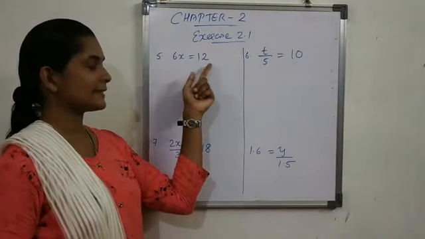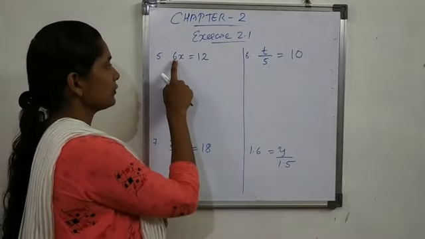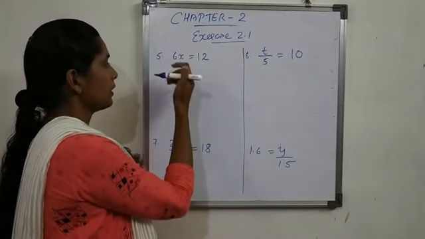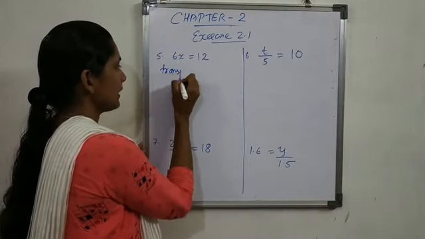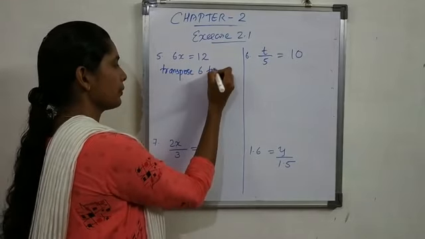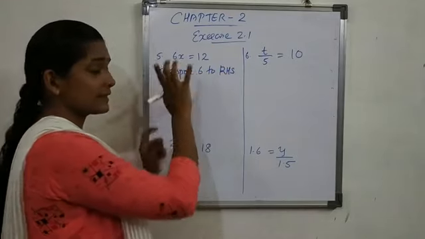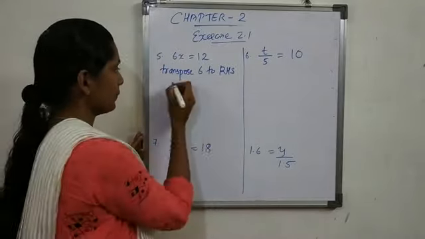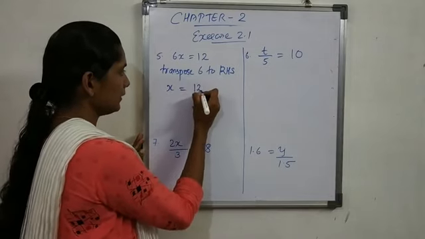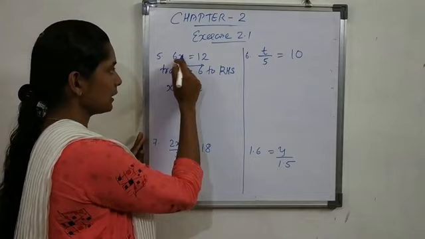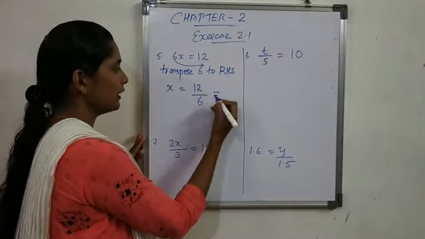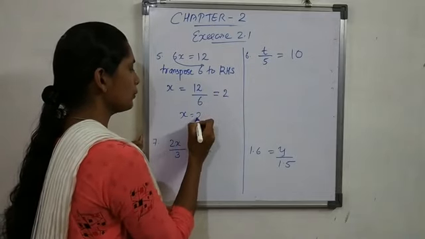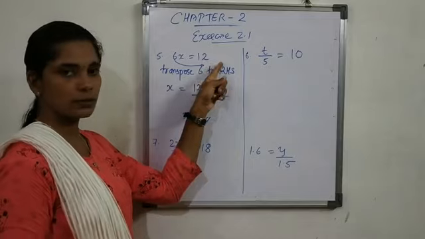If 6x is equal to 12. Here on the left side 6 is multiplied with the x. Okay, x is the variable. Then we have to transpose 6 to the right side. 6 is positive, 6 to the right side. In this case 6 is multiplied with that x. Therefore on the right side we have to divide by 6. X is equal to 12 by 6, that is 2. X is equal to 2. 6 into 2 is 12.